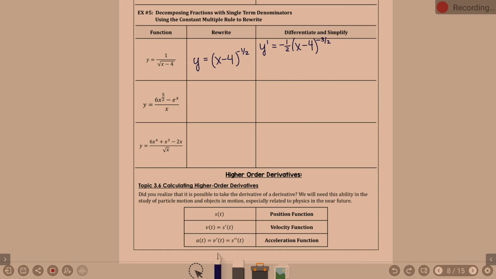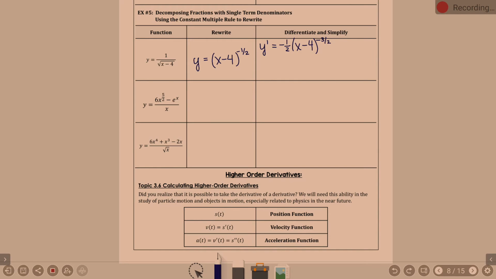Would we get the same answer if we took the derivative of the original function and used the quotient rule? Yes, but it's going to end up a lot more confusing. The minus 4 inside of the parentheses kind of throws me off. Well, we don't take the derivative of it?